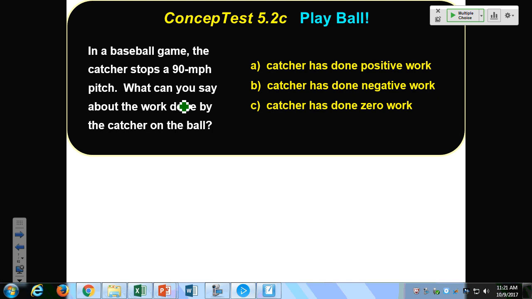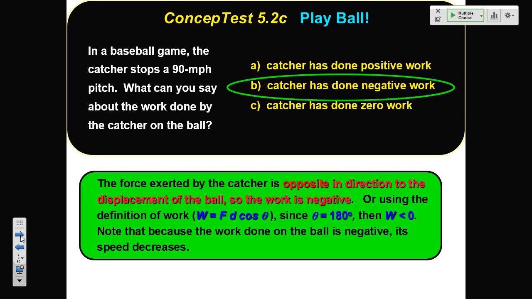This is kind of important because we're going to move next into the work-energy theorem, which says that if you do work, then you change the energy of the object by that amount. So this catcher is doing negative work. That means that he's taken away energy from the ball, and the ball is moving and then it stops. So he's done negative work. He's taken energy away from the ball.